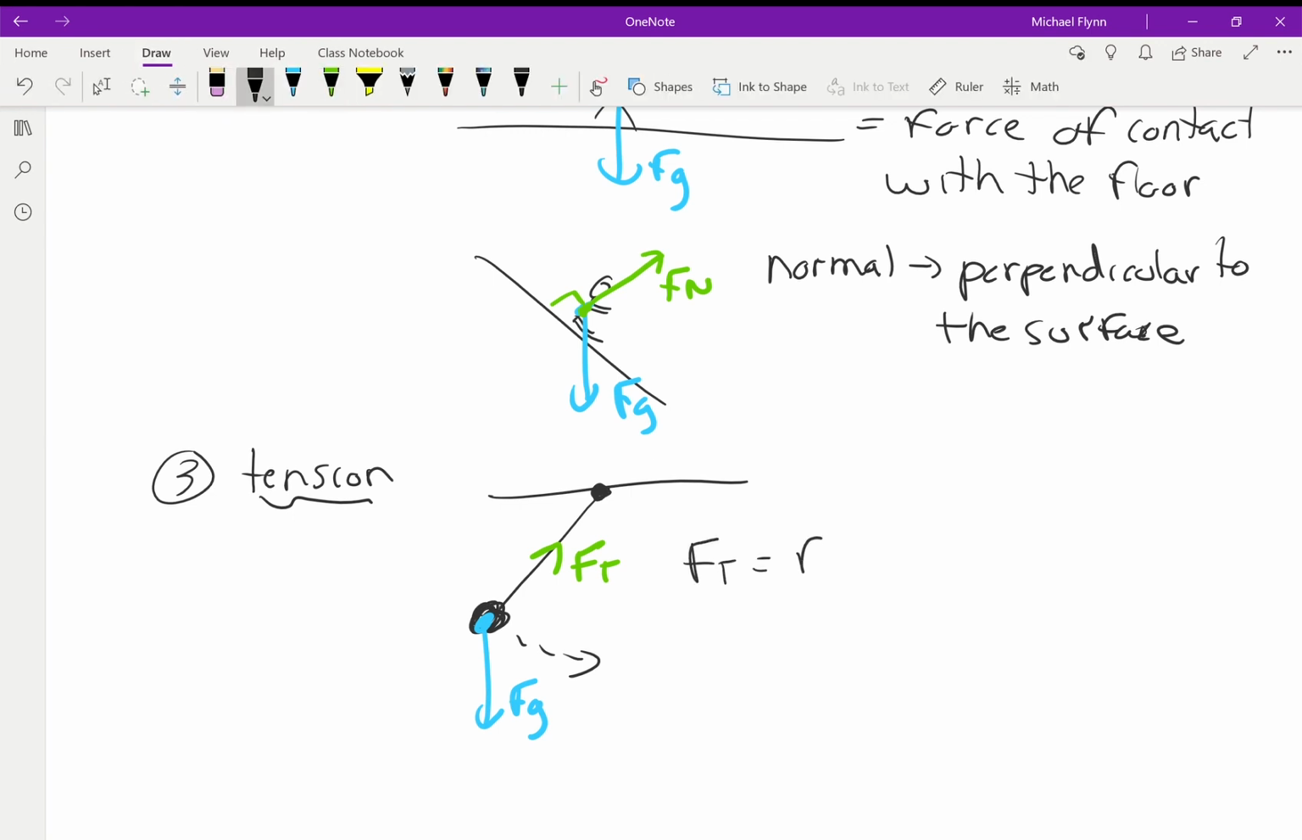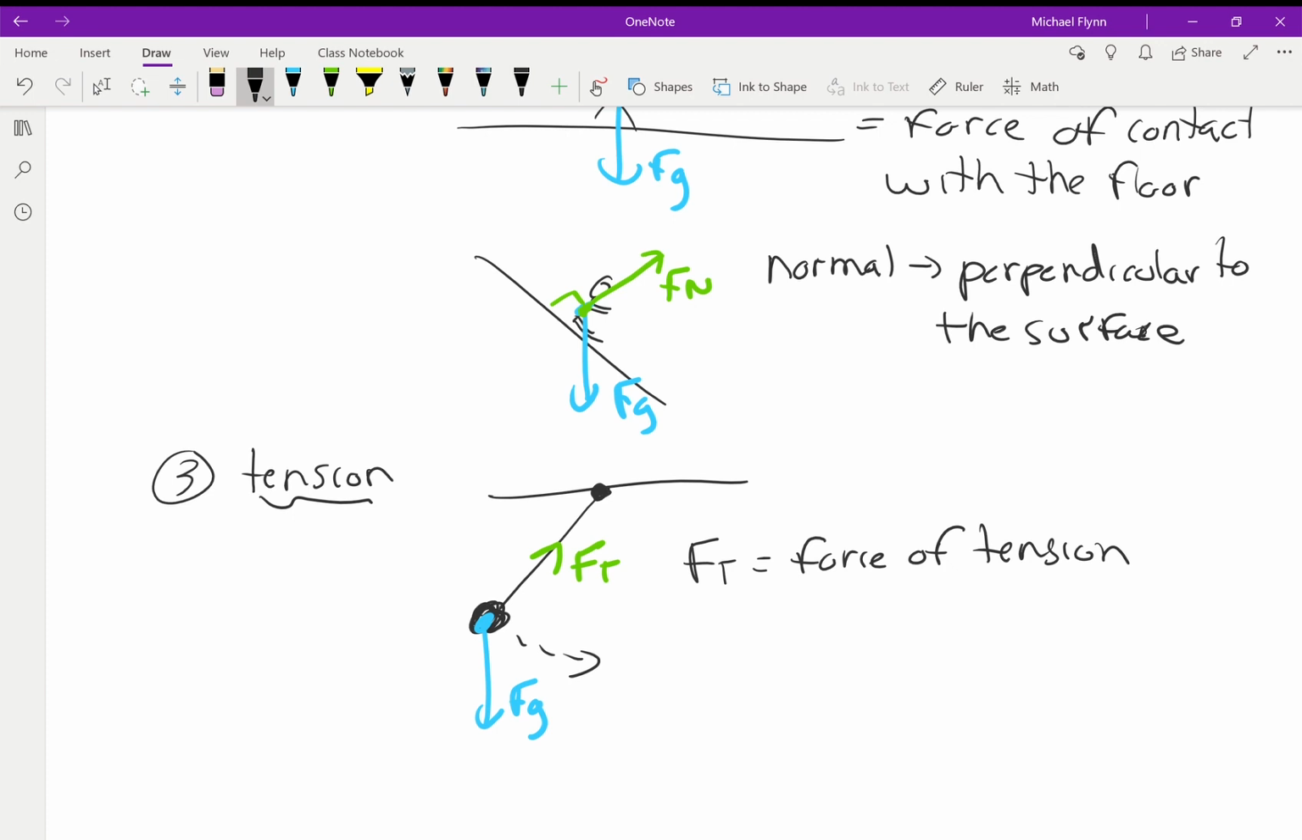Ft is the force of tension. Okay, and ropes can only pull. You can't push someone with a rope. So if you and I are holding a rope, you can't push me with it, but you can pull me with it, right? So there's pulling and pushing.